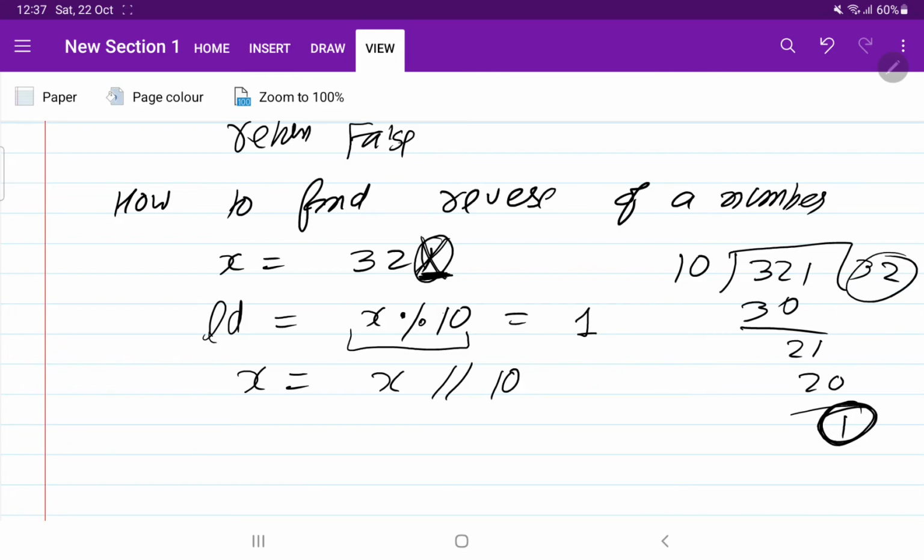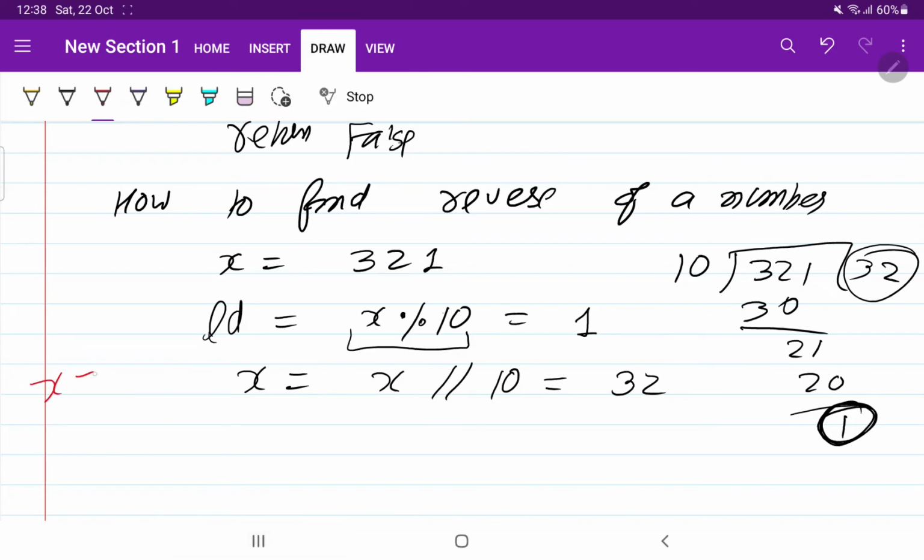Okay, so what will it give? It will give the quotient, so it will be 32. So now our number has become 32 because we have already removed 1. Here let me write x as, here x will become 32 now. Earlier it was 321, so we removed 1. Now x has become 32.